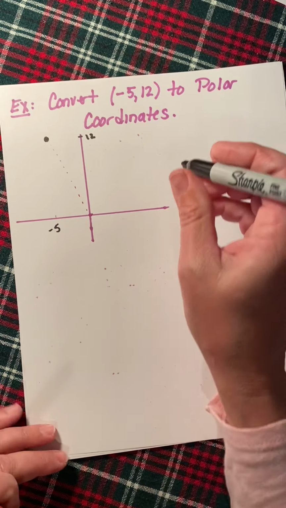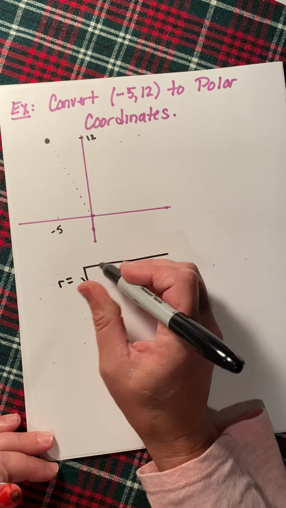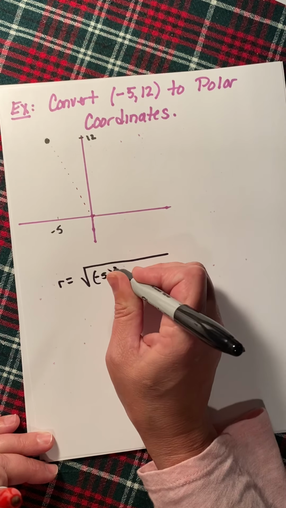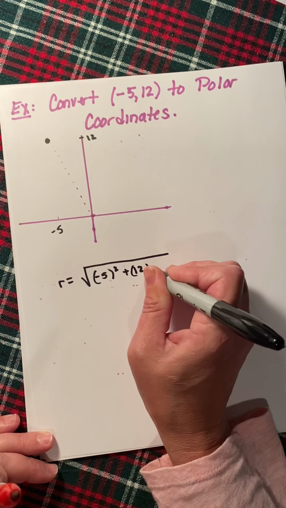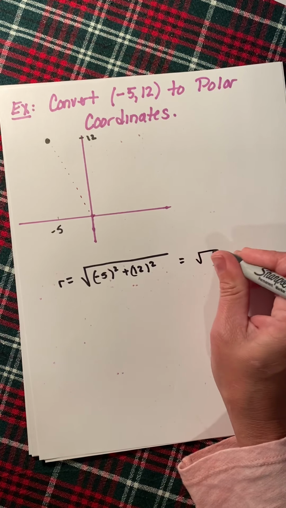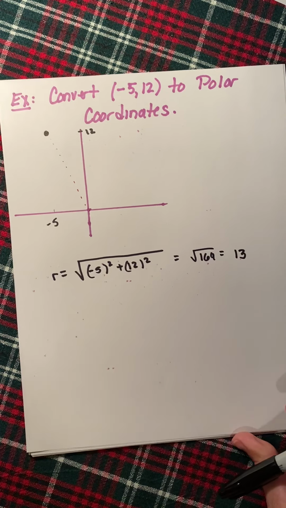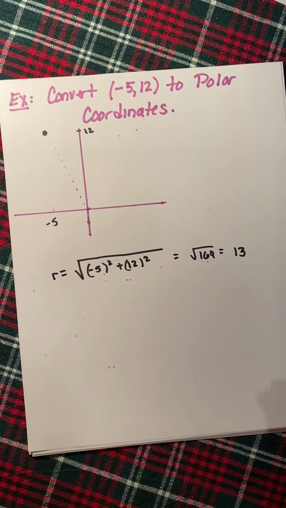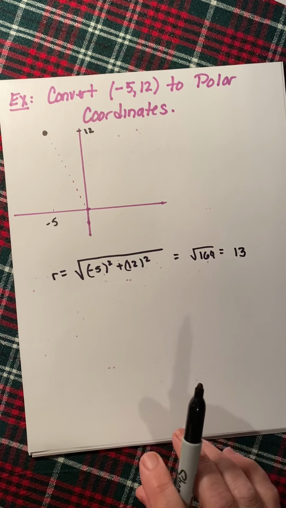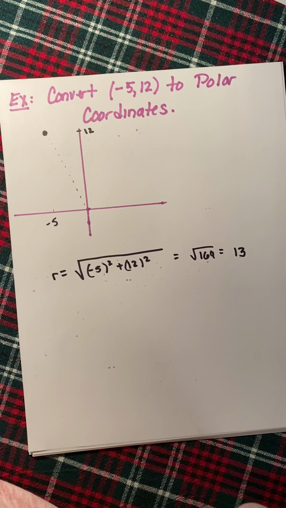So r is going to equal the square root of negative 5 squared plus 12 squared, which is 25 plus 144, which is the square root of 169, which is 13. Well, that worked out nice. They don't always work out nice. Again, just follow the directions. If this didn't work out to a perfect square number under the radical, then you would either leave it in radical form or you would round it to however many decimal places you were indicated to do so.